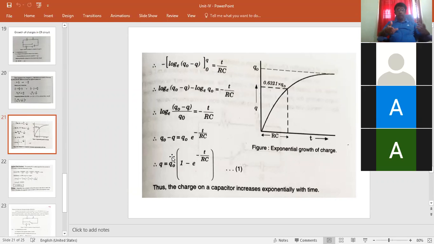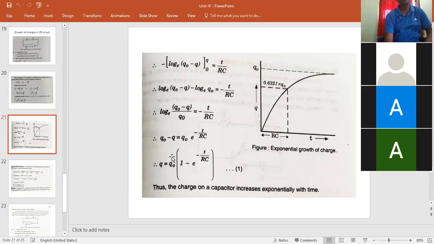And when we increase the value of time, what will happen? The value of Q increases up to Q0, and when T is equal to infinity, e raised to power minus infinity is equal to 0, so we will get Q is equal to Q0. So there are three situations. In the first situation, when T is equal to 0, the value of Q is equal to 0. This is for the charging of the capacitor.